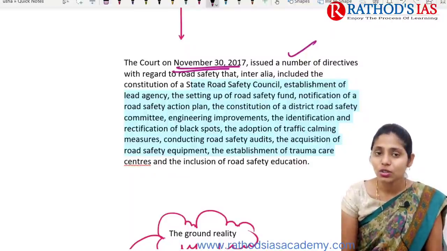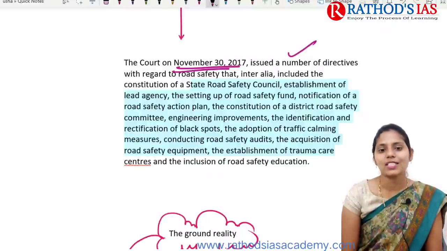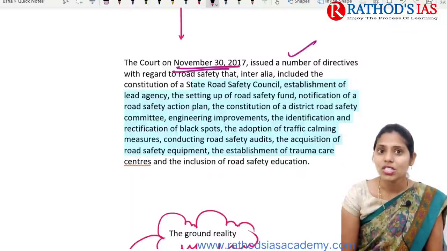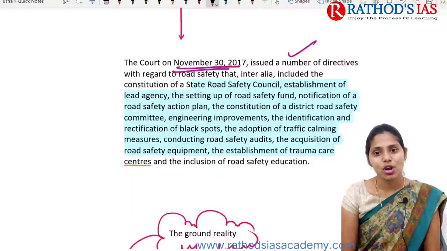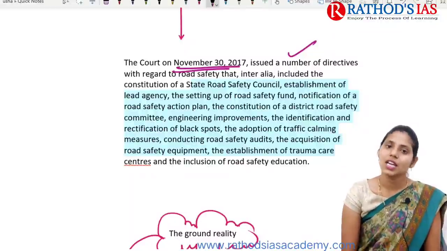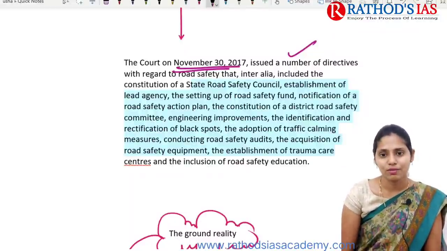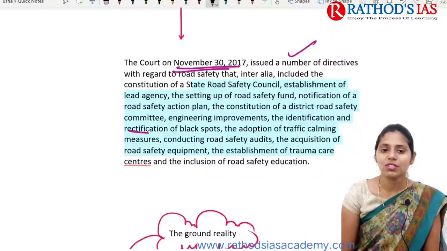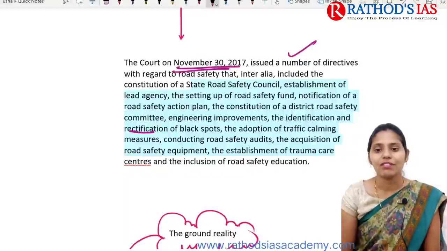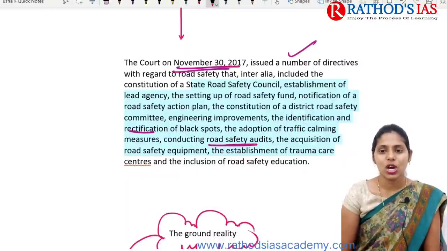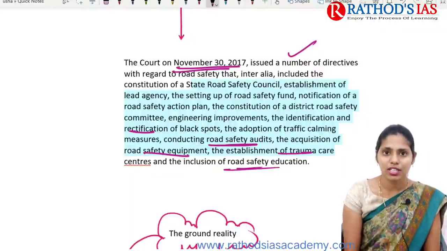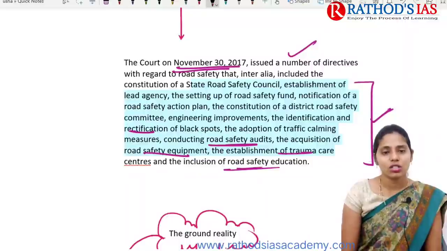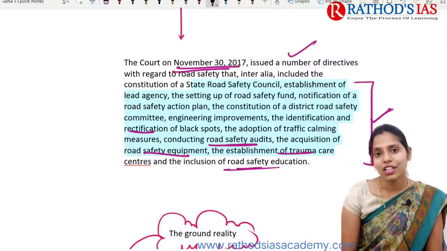For example, to constitute a state road safety council, and it also talked about establishment of a lead agency and to set up a road safety fund, and that fund can be used for development of roads and notification of the road safety action plan. And even it talked about constitution of a district road safety committee, and even focused on engineering improvements, and even it focused on identification and rectification of black spots and adoption of traffic calming measures and conducting road safety audits and acquisition of road safety equipment and establishment of trauma care centers and even road safety education, especially for school children, in school textbooks, such that they will come across these road safety rules, and that will be helpful in future, okay.